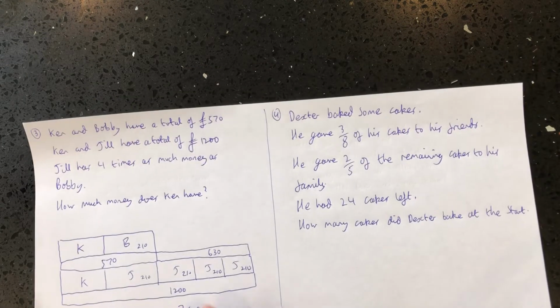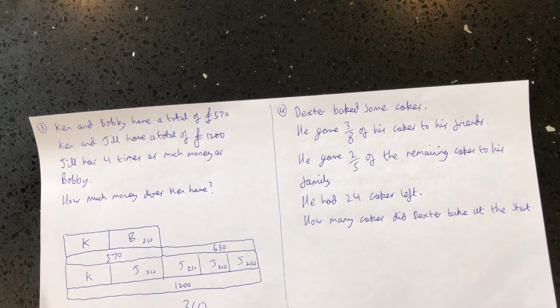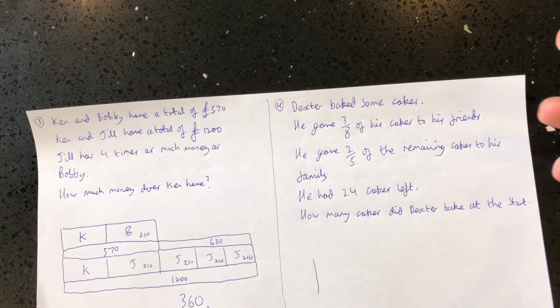All right, so last question of the day. Dexter baked some cakes. He gave 3/8 of his cakes to his friend. So we'll do this as we go. Actually I'll read it, you can have a go, and then I'll do this. He gave 3/8 of his cakes to his friend. He gave 2/5 of the remaining cakes to his family. He had 24 cakes left. How many cakes did Dexter bake at the start?